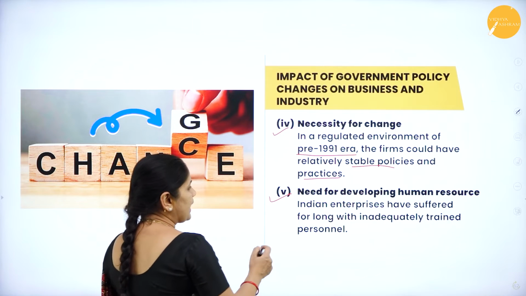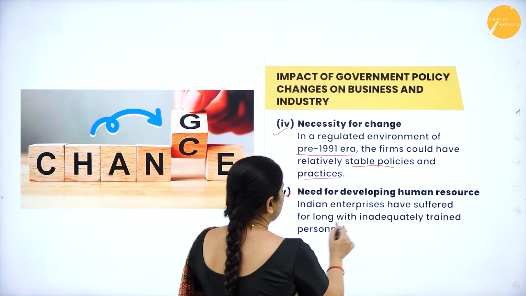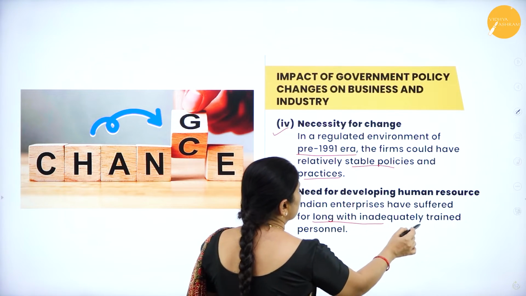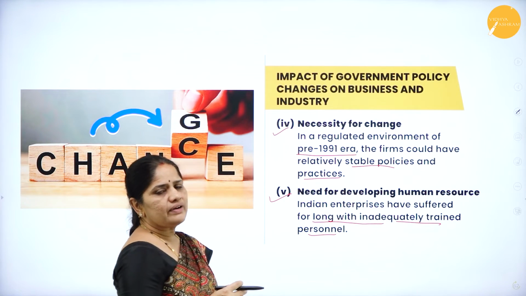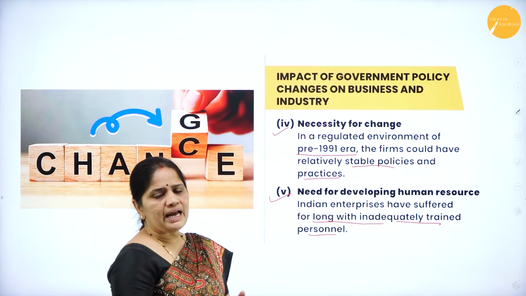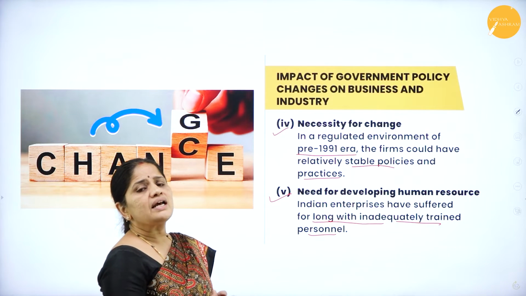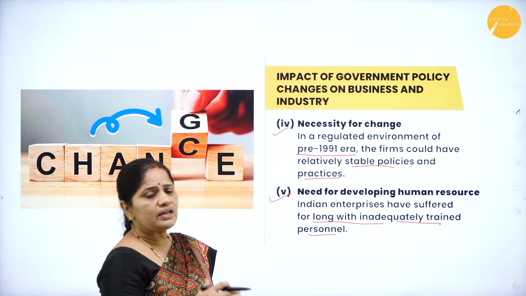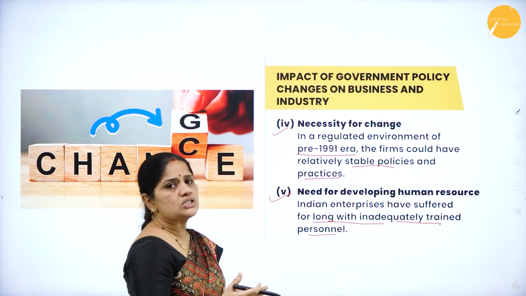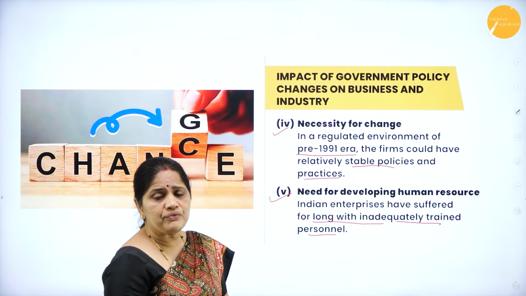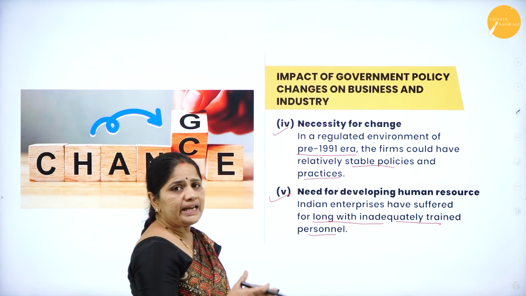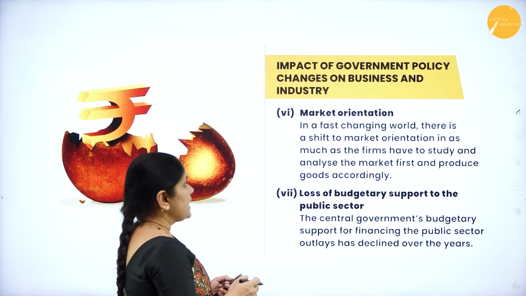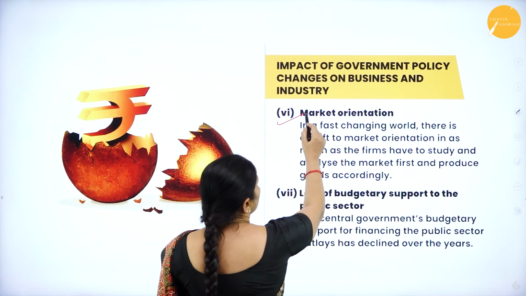Then next one is need for developing human resources. Before 1991, Indian enterprises suffered for long with inadequately trained personnel. After 1991, the whole business environment had changed, and because of that, there was also a need for a change in human resources. There was a requirement for skilled human resources who knew the need of the hour.